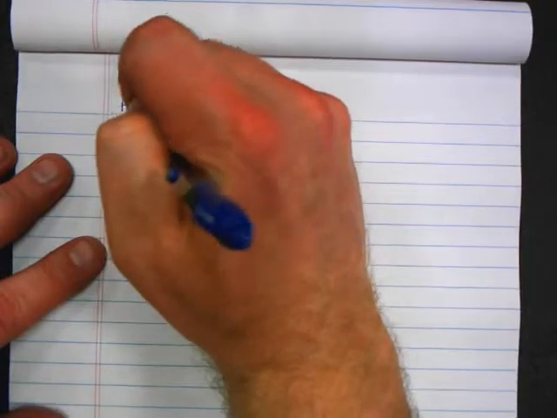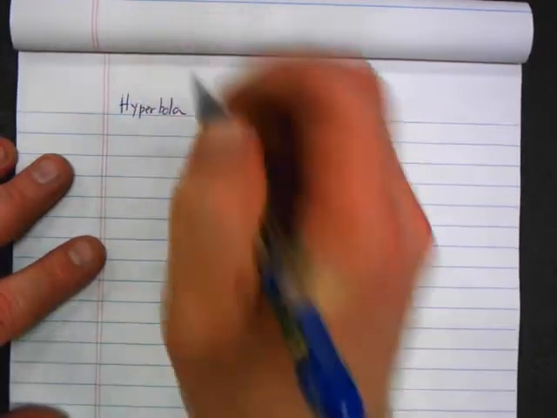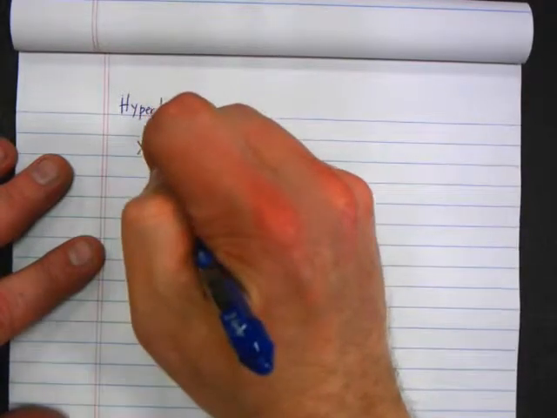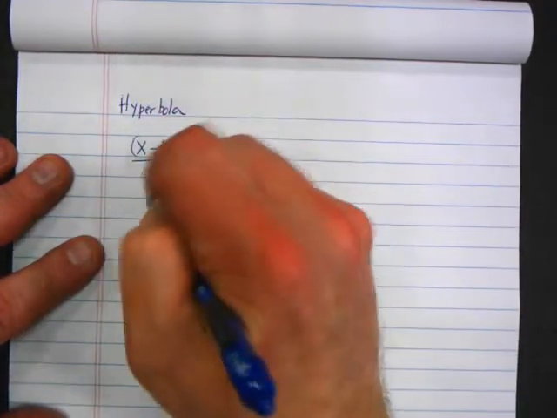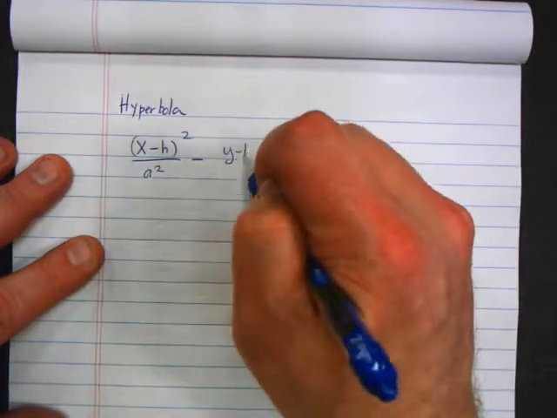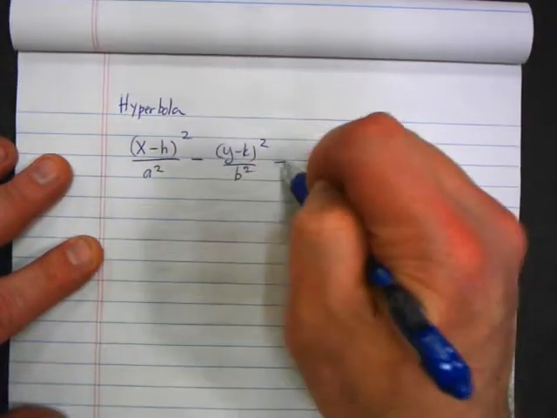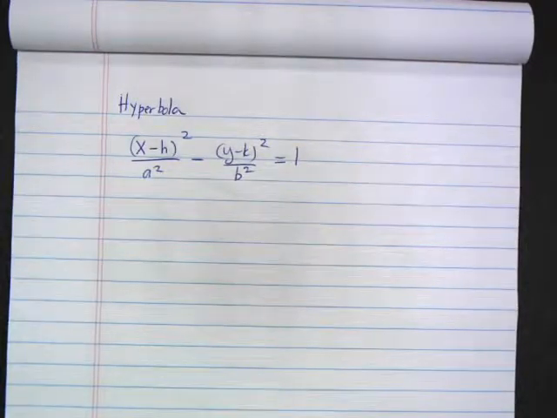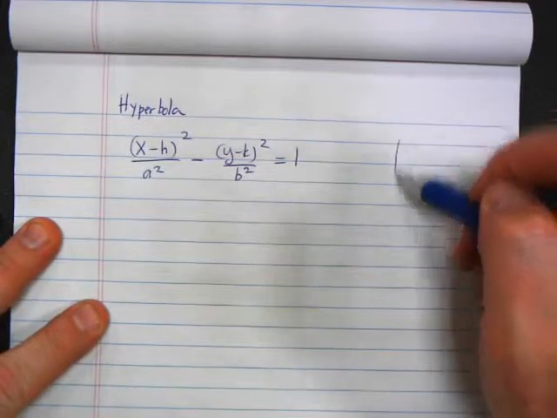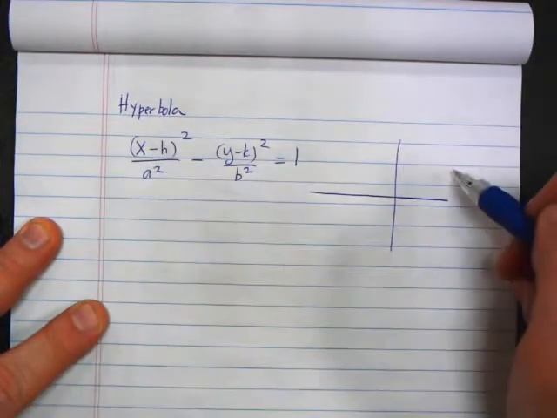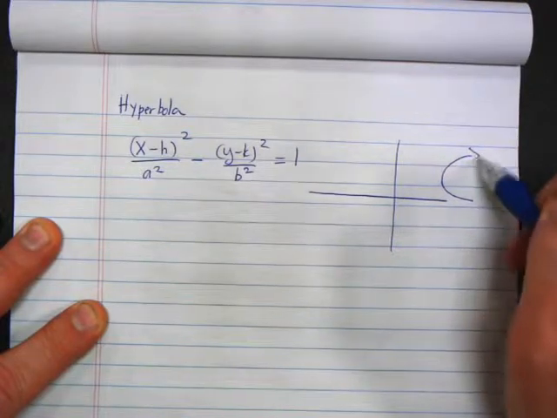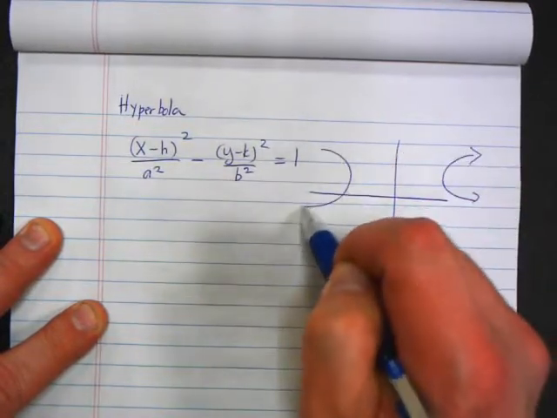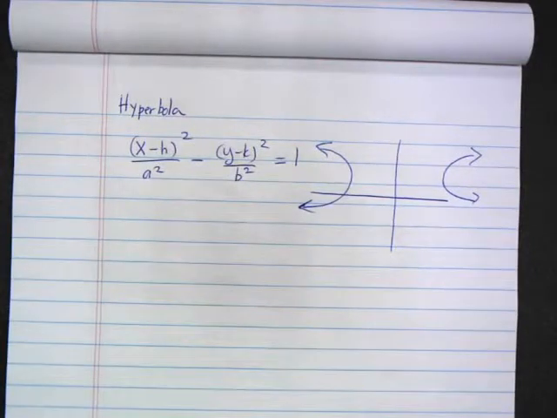All right, the last thing we need to talk about is hyperbola. Hyperbolas come in two forms. We have x minus h squared over a squared minus y minus k squared over b squared equals 1. Looks almost exactly like an ellipse. The only difference is it's got a subtraction. If the x has the positive value, then your hyperbola will open left and right, like so.